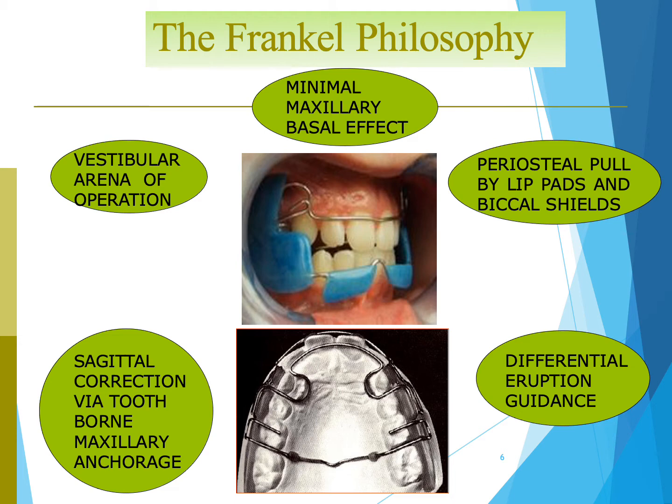And lastly, the periosteal pull by buccal shield and lip pads. The buccal shield and lip pads are extended to bring about outward periosteal pull. This will aid in bone formation at the apical base.